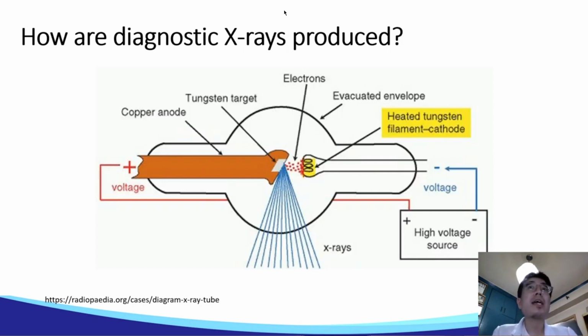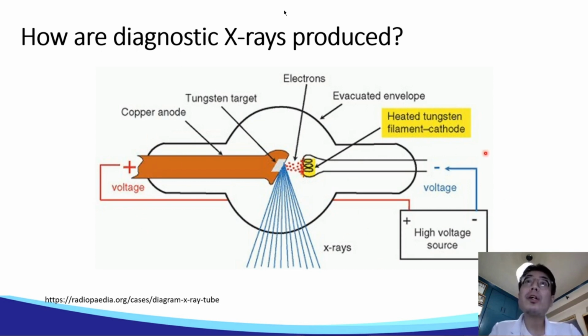How are diagnostic X-rays produced? The principle behind the production of diagnostic X-rays is actually very simple. This diagram represents an X-ray tube and it has two opposite ends. The cathode on the right side here and the anode on the left.